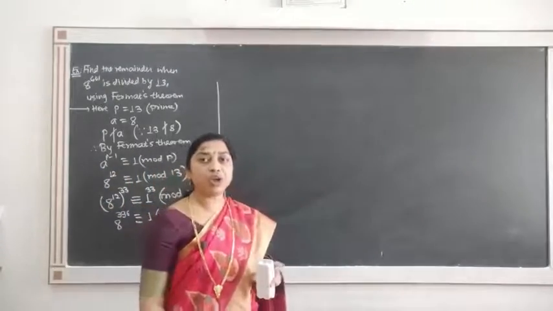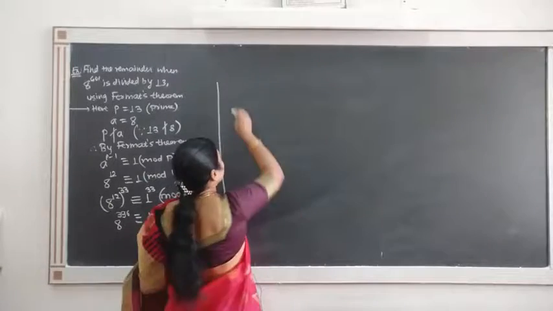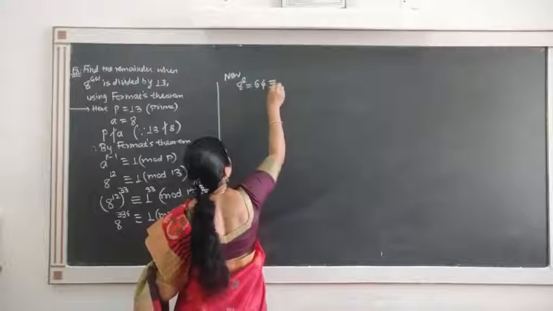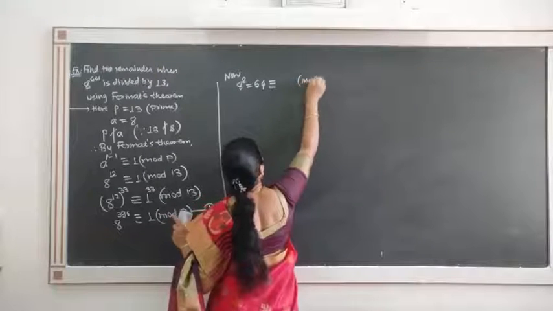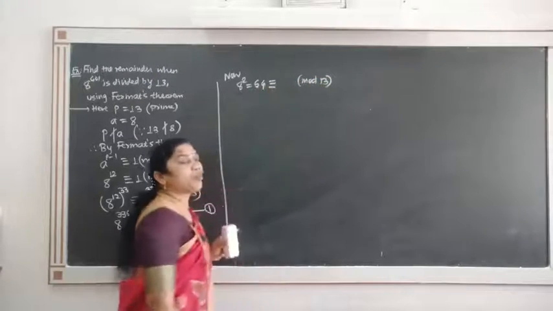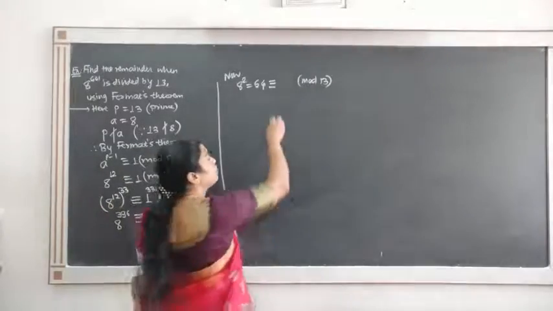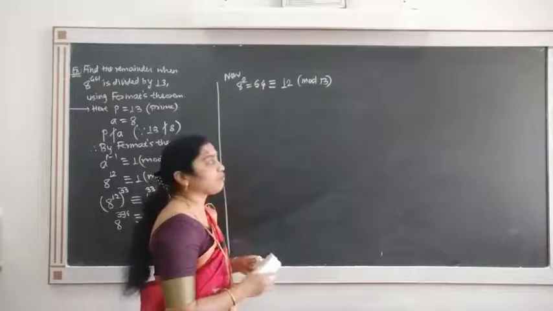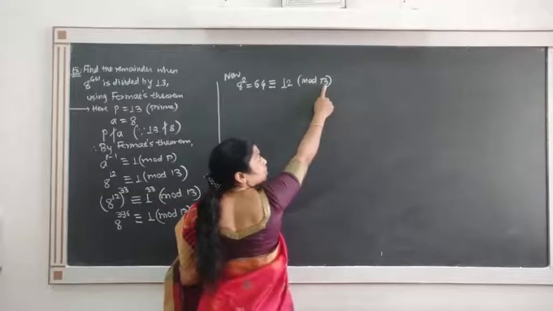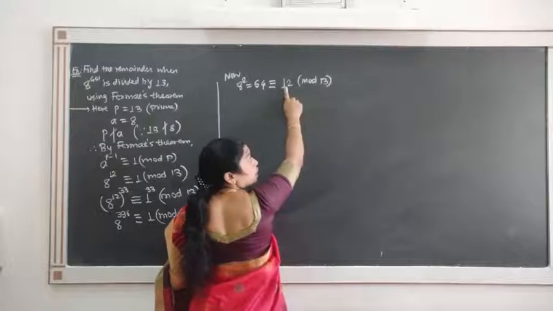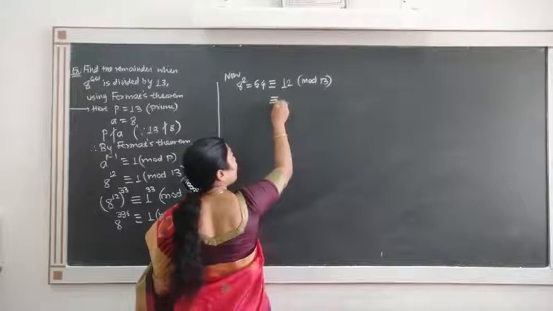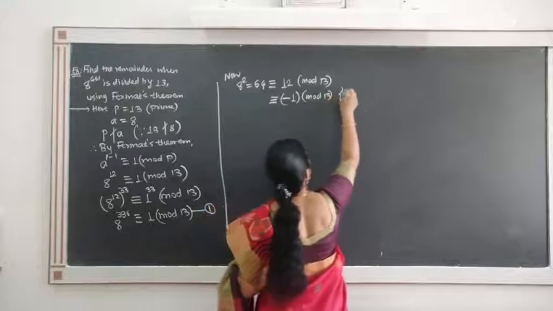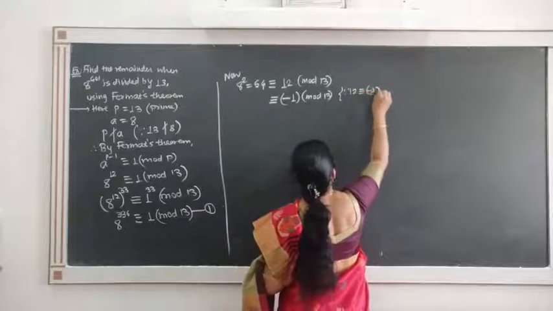But we don't know 8 raised to 5 directly. So we will split that. We will consider 8 square first. 8 square is 64. So 64 is congruent to what modulo 13? So divide 64 by 13. What is the remainder? Remainder is 12 because 13 fours are 52 and therefore remainder is 12. But see, 12 is very near to 13. So instead of taking 12 as it is a bigger number, we will take 12 is congruent to minus 1 modulo 13. We know that 12 is congruent to minus 1 modulo 13.